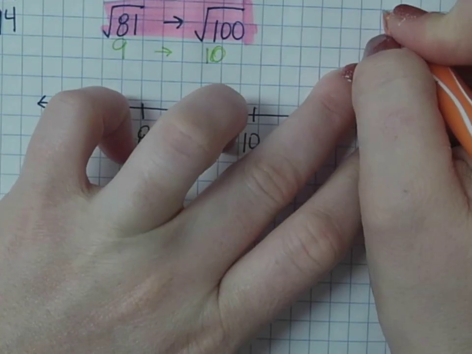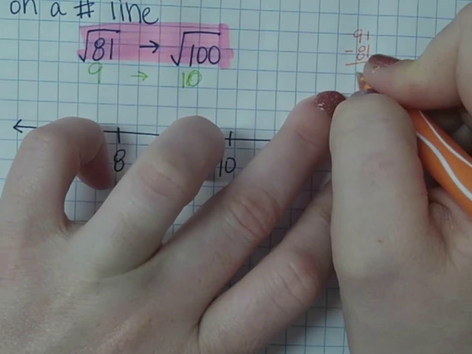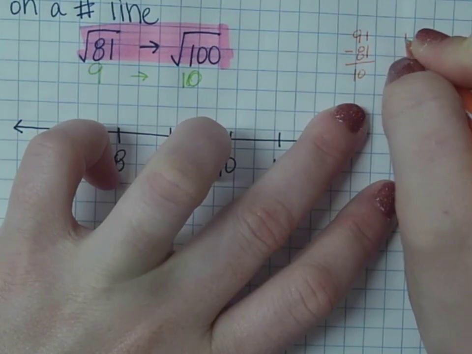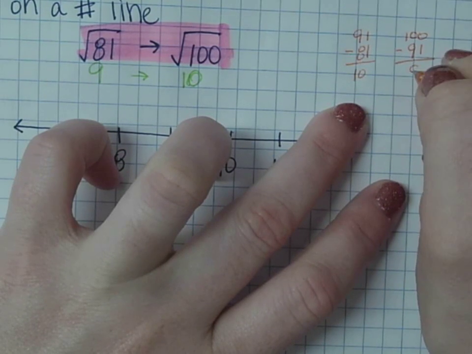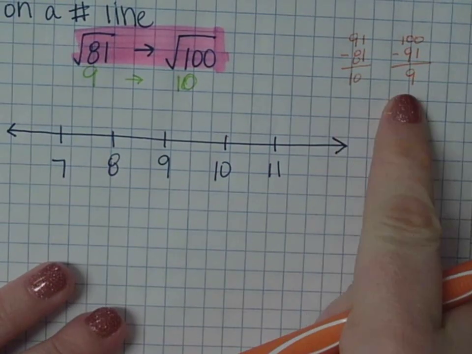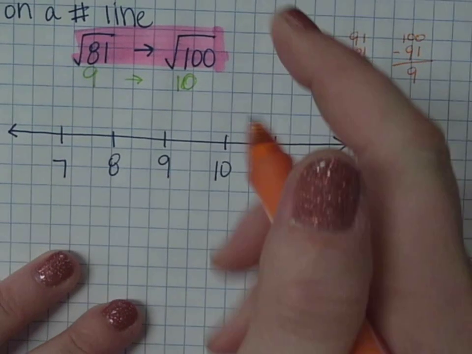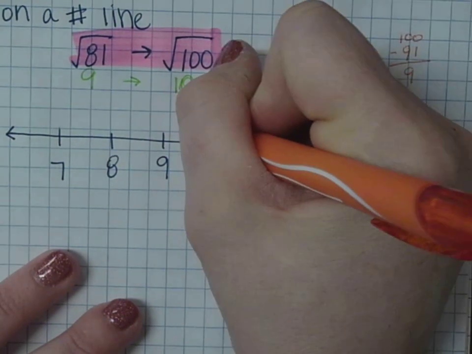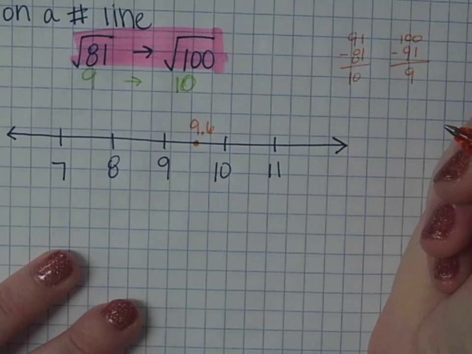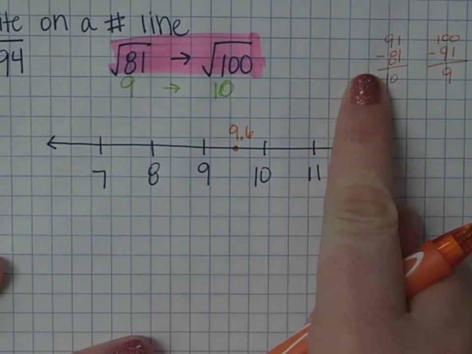So I'm going to subtract. I'm going to do 94 minus the smaller number, so that's 13 away. And then 100, so the larger number minus our number. 100 minus 94 is 6. So it is just barely closer to 100 than it is to 81. So I'm going to pretty much put it in the middle, and I would probably call it 9.6, because it again is a little bit closer to 100 than it is to 81.